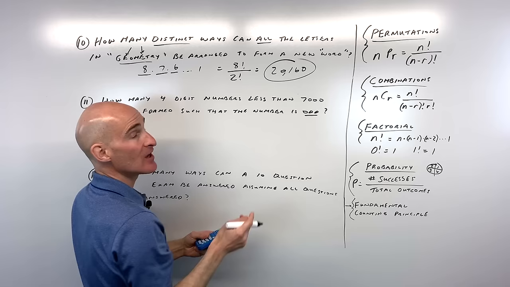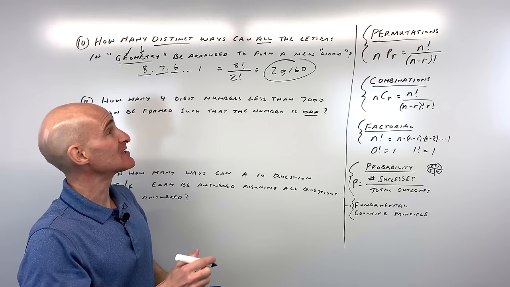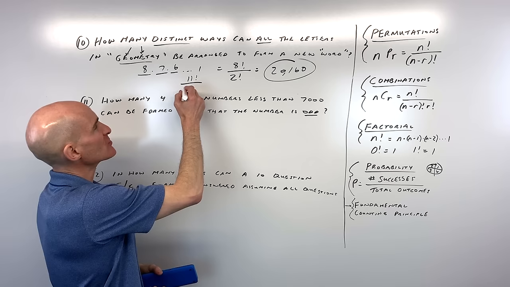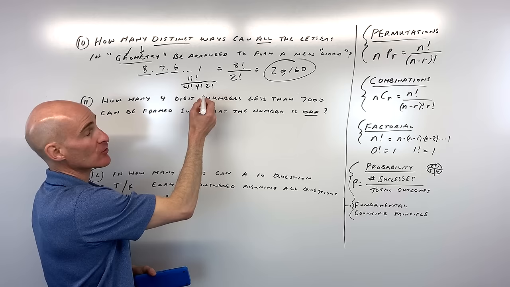A common example with this one that often comes up is the word Mississippi. Mississippi actually has 11 letters, so that's 11 factorial. But there's 4 S's, 4 I's, and 2 P's. So you'd have to divide by 4 factorial, 4 factorial, and 2 factorial to divide out those multiplicities.